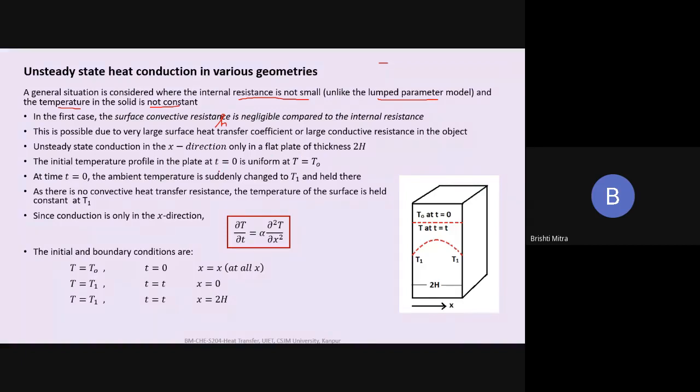Okay, so now look at the boundary conditions of this. At time t equal to 0, temperature is equal to T0 at all possible x values, which is given by this particular straight line. At all x values, at time t equal to 0, temperature is equal to T0. And at time t equal to t, there are two possible conditions. At x equal to 0, that means on the left-hand side, and at x equal to 2h, which is on the right-hand side. Under both these cases, T is equal to T1 and T is again equal to T1. So these are the temperatures that are there on either side.